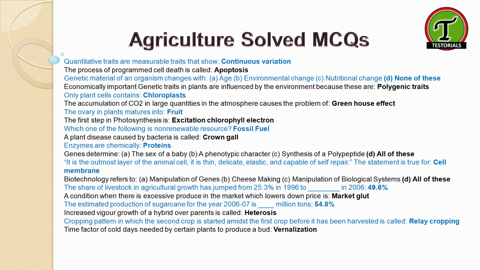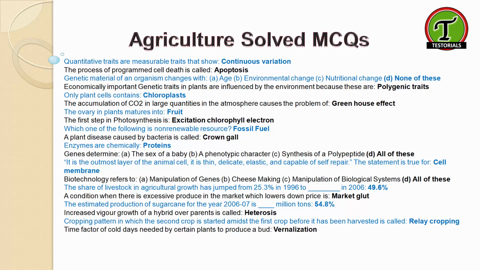109. Which one of the following is a non-renewable resource? Fossil fuel. 110. A plant disease caused by bacteria is called crown gall. 111. Enzymes are chemically proteins. 112. Genes determine A. The sex of a baby, B. Phenotypic character, C. Synthesis of a polypeptide, D. All of these.